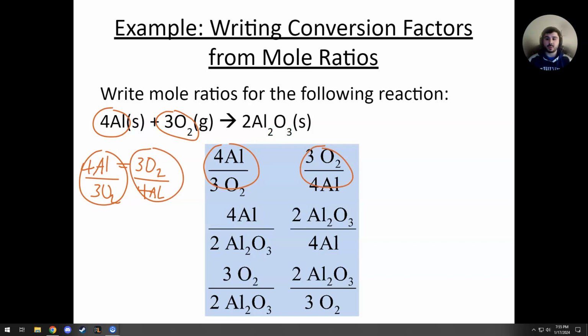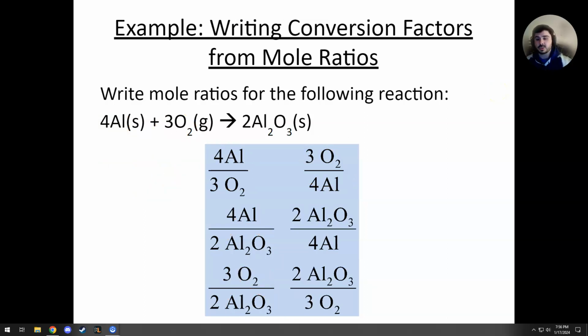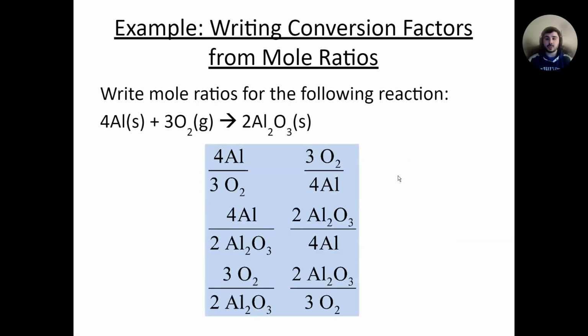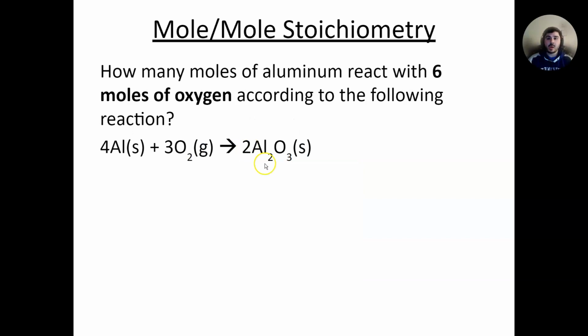This time around we're comparing aluminum and aluminum oxide. This time we're comparing oxygen and aluminum oxide. Nothing really crazy, nothing different from what we've been dealing with. It's just that these are where the fractions are coming from. So these are our mole ratios: the unit equalities turning into the two conversion factors.